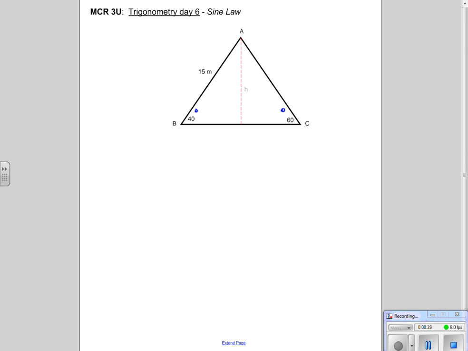So our strategy would be to drop a height perpendicular to the base, find that length so I can use SOHCAHTOA, and then use that to find the other sides. So let's do that for a moment. I'm going to start with the right side triangle. No, I'm not. I lied. I'm going to use the left side triangle because I have more information there.